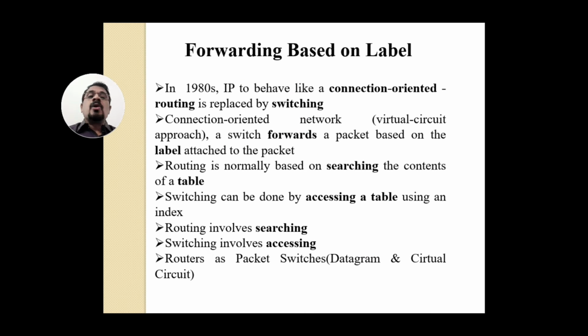Now we can see how forwarding is based on the label. We all know that packet switching has two types of switching: one is the datagram approach, and the other is the virtual circuit approach. In the 1980s, IP was meant to behave like connection-oriented routing. It means that the datagram kind of approach was replaced by simple switching concepts. The connection-oriented network in packet switching is the virtual circuit approach mechanism.